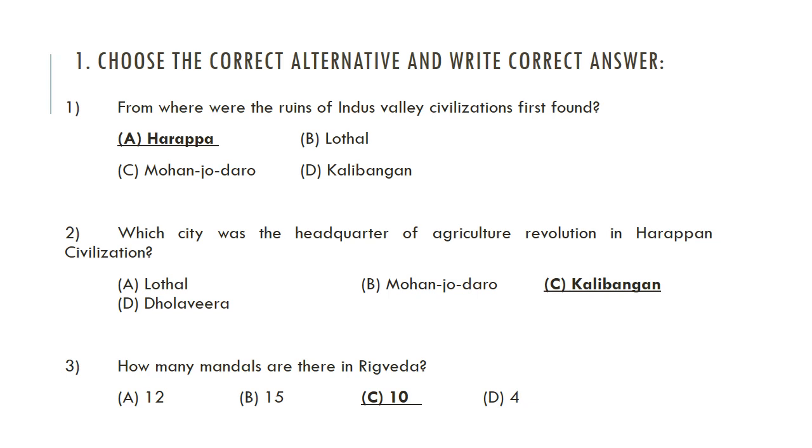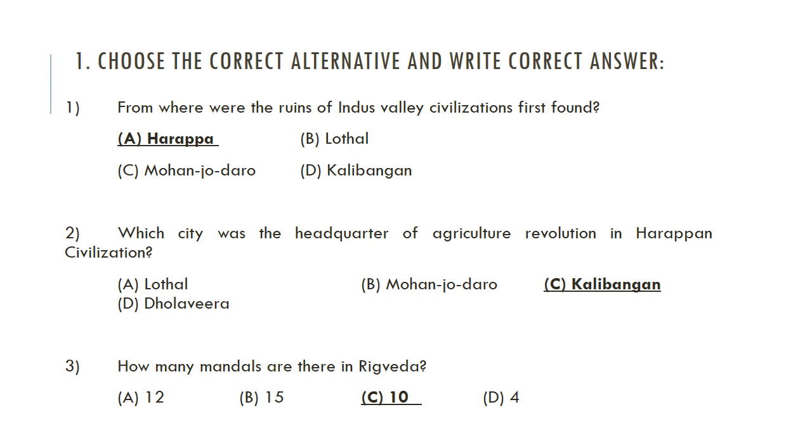Question 2. Which city was the headquarter of agriculture revolution in Harappan civilization? A. Lothal, B. Mohenjo-daro, C. Kalibangan, D. Dholavira. The correct answer is C. Kalibangan. Third one. How many mandals are there in Rig Veda?